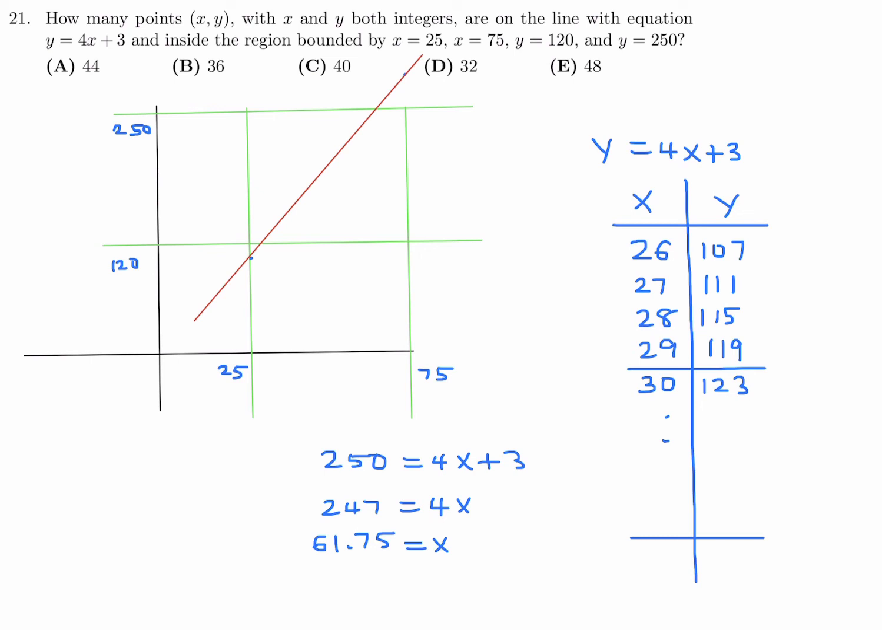So if it's 62, if we plug it in, it becomes 251, and indeed we are above that boundary. So 61 gives 247, and we're still within our range. So that means these values are the ones that are within the range, and we have to just count them up. So it's all the integers from 30 to 61, so that's 61 minus 29, and that is 32. So number 21, the answer is D.